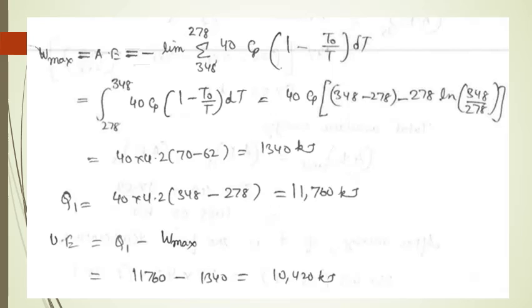Now the heat supplied is equal to 40 into 4.2 into 348 minus 278, that is 11,760 kilojoule. So unavailable energy will be heat supplied minus available energy. So that is 10,420 kilojoule.